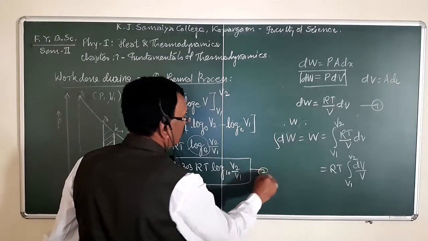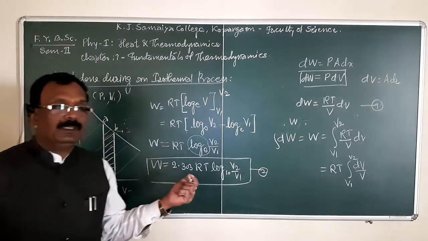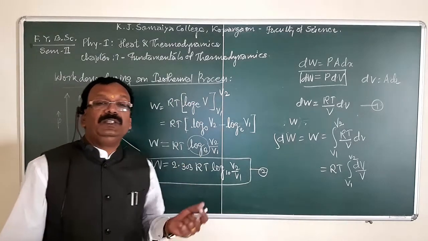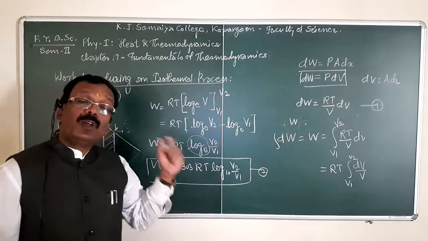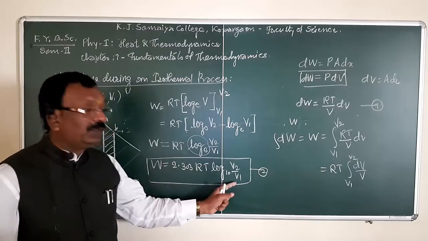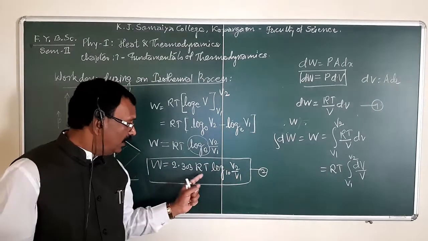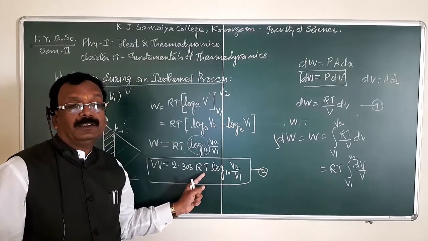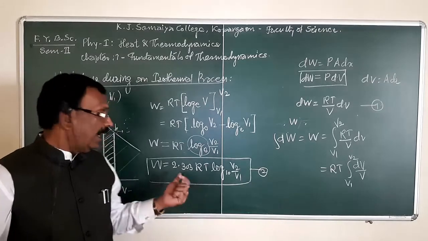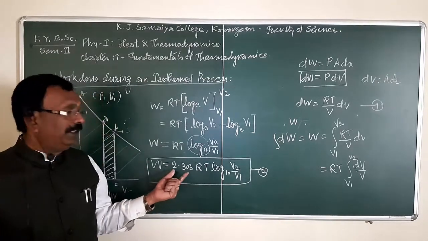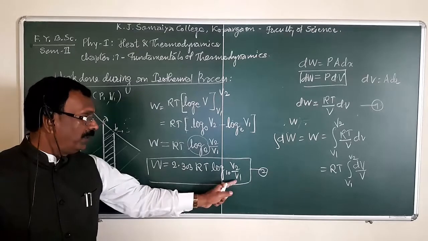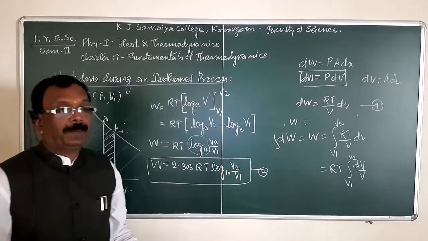Suppose this is expression 2 or 3, whatever it may be. This equation gives the expression for work done during an isothermal process for 1 mole of a perfect gas when its volume changes from V1 to V2 at constant temperature. Make your concentration. This equation gives an expression for the work done during an isothermal process for 1 mole of a perfect gas when its volume changes from V1 to V2 at constant temperature T.